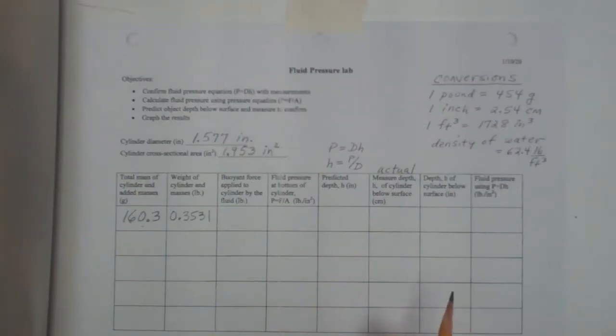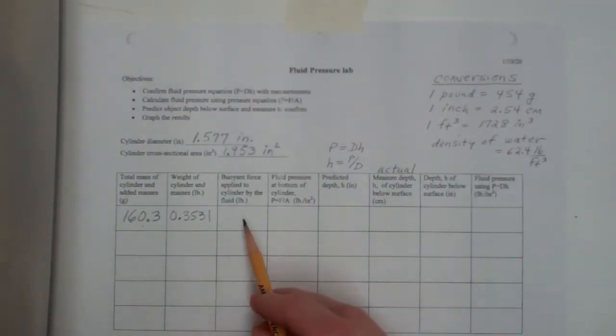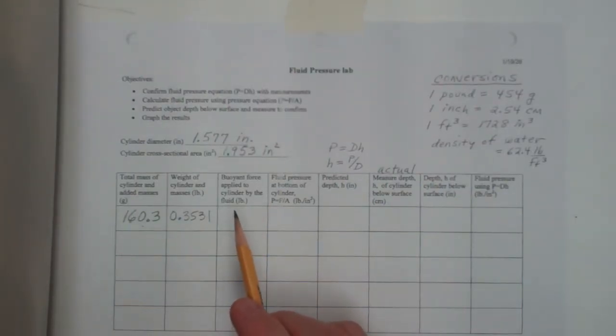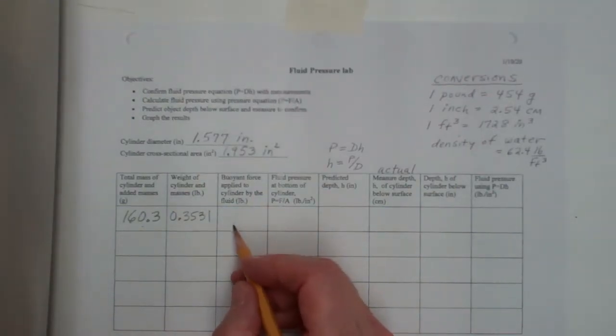Okay. So as we saw in the previous videos in this series, if the cylinder is pushing down on the fluid with a weight of 0.3531 of a pound, which is a force, then the buoyant force of the fluid pushing up on the cylinder is the same. We're assuming this is just an equilibrium situation.